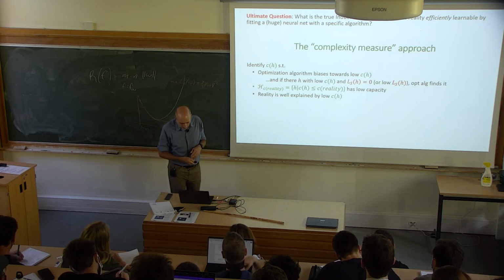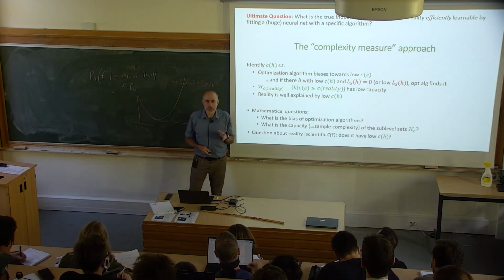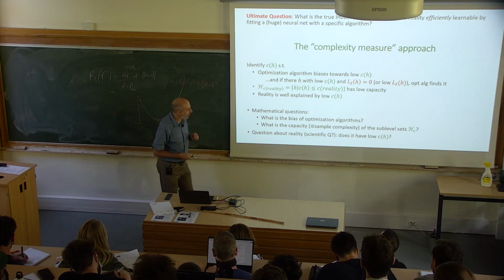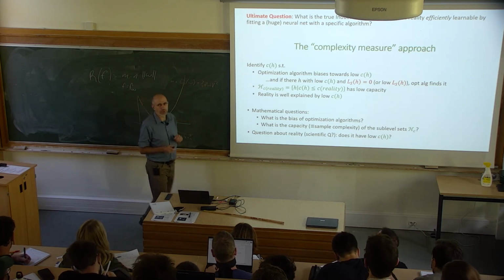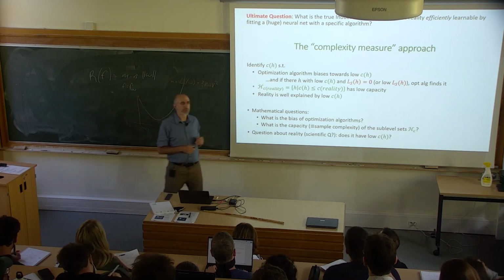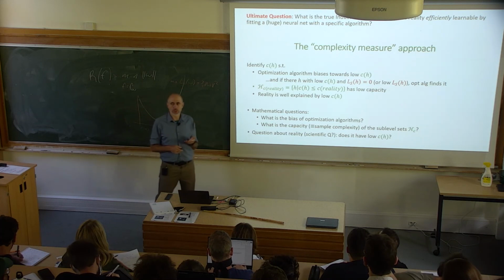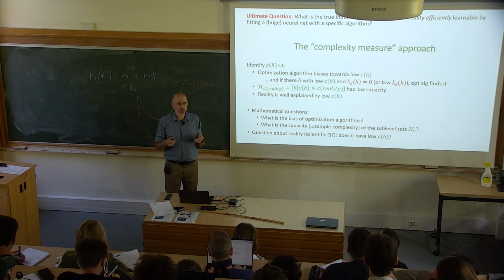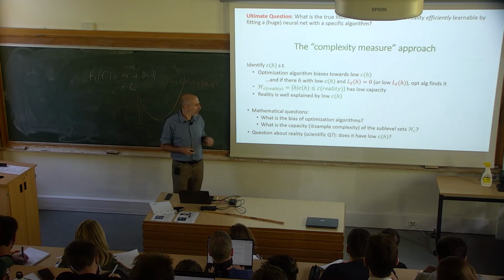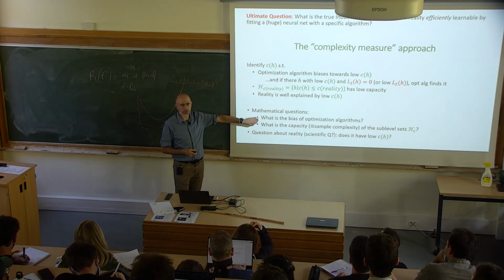Okay, and so I just want to emphasize here there are two different types of questions. There are mathematical questions, by that I mean questions we can just study on the board without ever looking at any data. So the main mathematical question is one about algorithms. What's the bias of the optimization algorithm, right? Relating optimization algorithms to their implicit bias. And this is actually going to be what I'm going to be talking about in the next 3 lectures. So all my lectures are just going to be on this mathematical question.